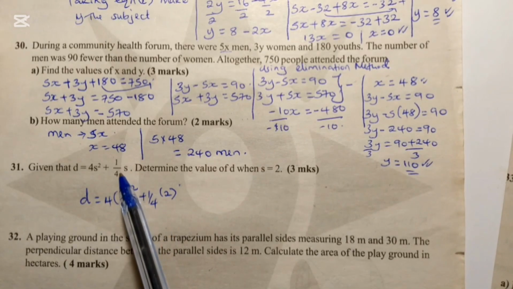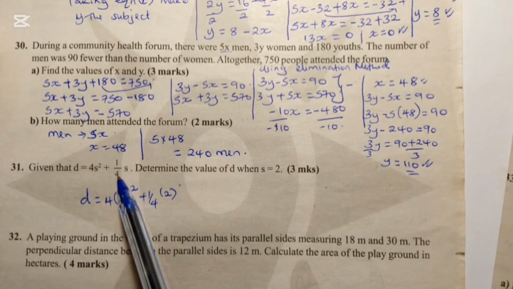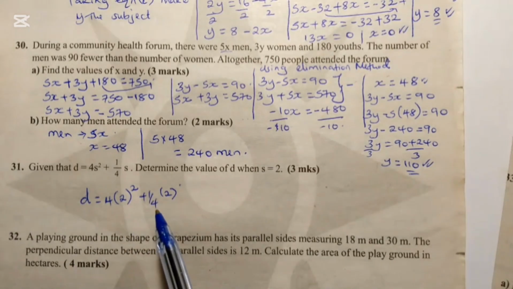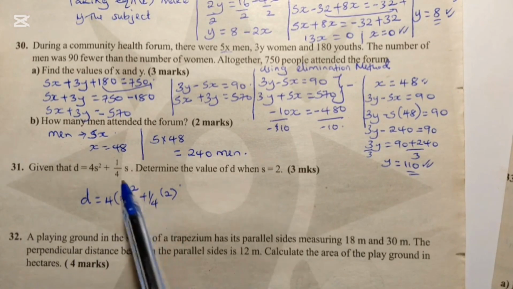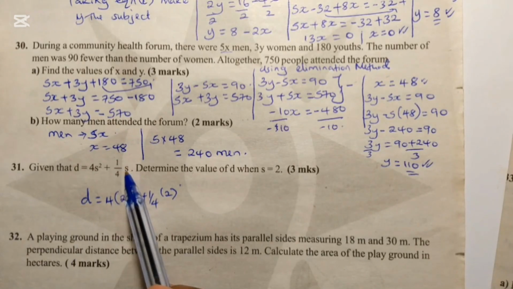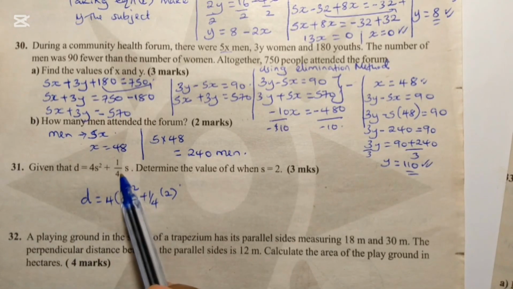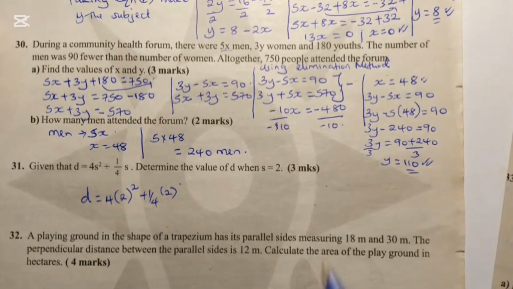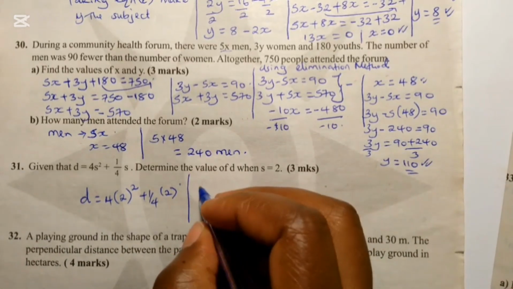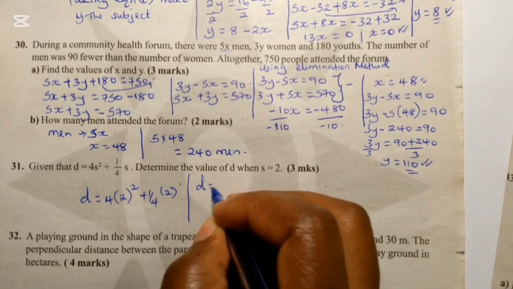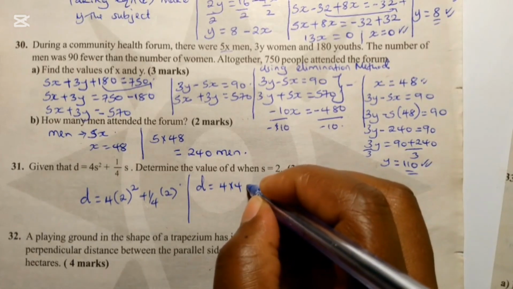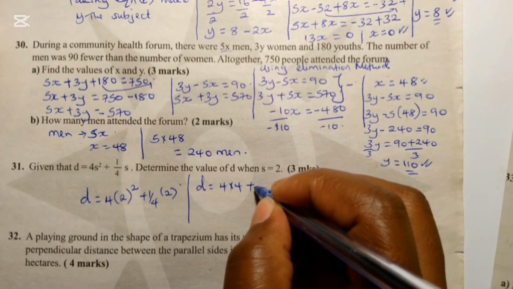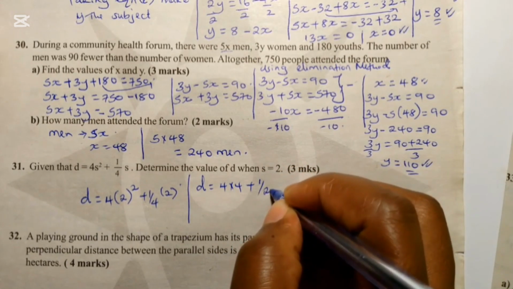Some of my learners were raising the 4 to the power s, and then when substituting, they were writing it as 4 power 2. No, this is multiplication. In between the quarter and s is multiplication. So this will be the same as d being equal to 4 times 4, because 2 squared is 4, then plus a quarter times 2, which is half.